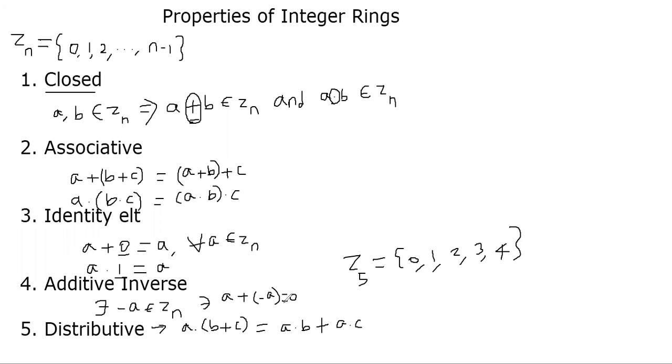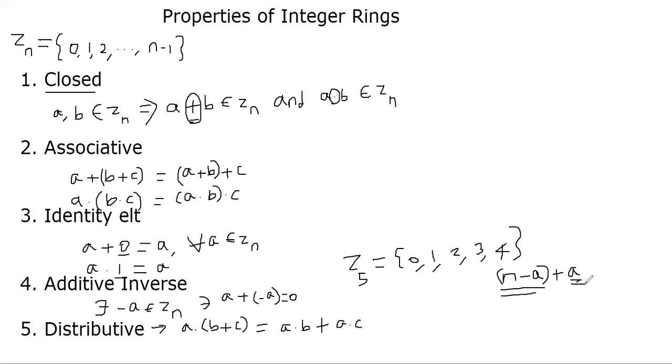So you can easily imagine the additive inverse of a number is just n minus a. If I take 3, of course, the additive inverse is 2. What about the additive inverse of 4? 5 minus 4 is 1, so 1 must be the additive inverse. So that's basically how you can easily find the additive inverse. Given a, the additive inverse is n minus a, because n minus a plus a is basically 0 in mod n. The a and the minus a cancel out, and n mod n is 0. So this is basically the inverse of a.